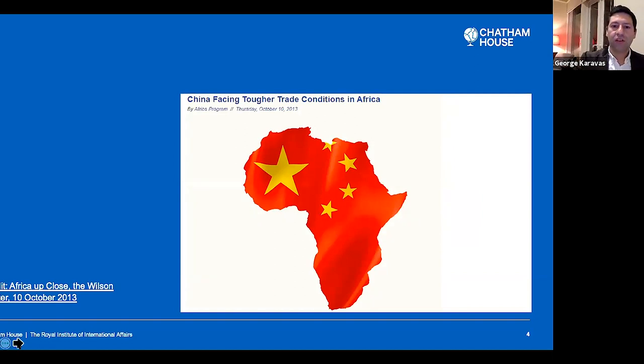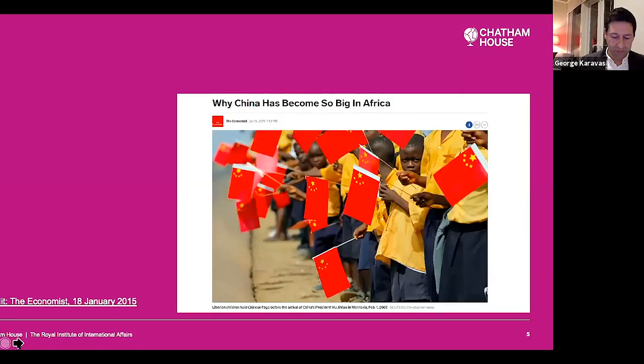So the second image that I wanted to look at is a particular photograph. This photograph is of a group of school children in Monrovia, Liberia. These children were photographed while waiting for the former Chinese President Hu Jintao to be passing through.